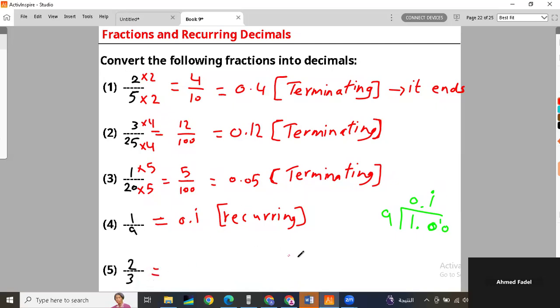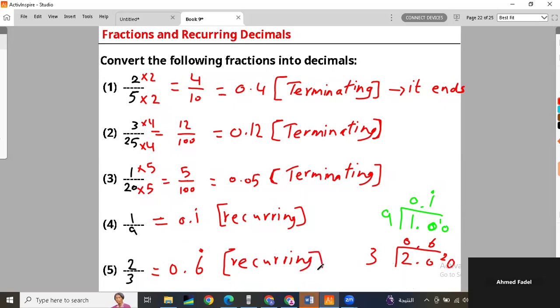Next one, I'm going to do the same thing. I need to do 2 divided by 3. It's going to be 2.0. Put the point up. How many 3s are in 2? 0. But how many 3s are in 20? You're going to find that it is 6. Remainder 2. How many 3s are in 20? Oh, mister, it will keep repeating. So it's 0.6, a dot notation above the 6. And you're going to find that this is also recurring.